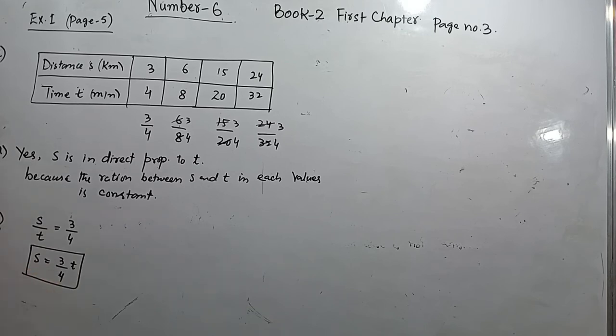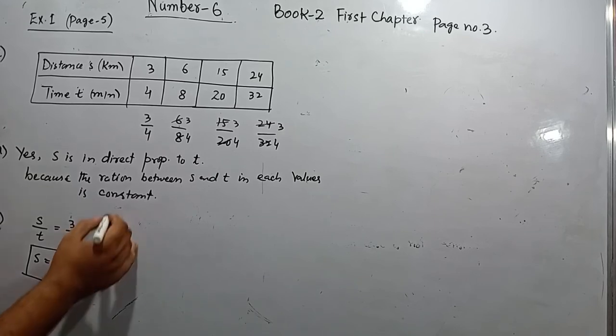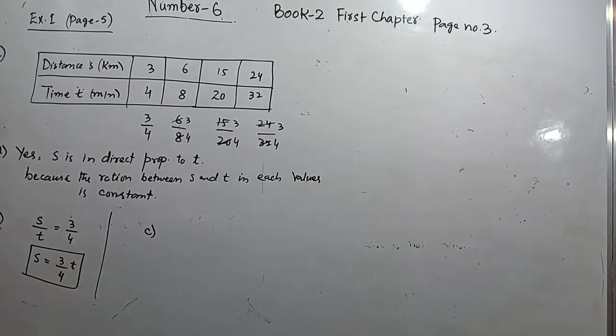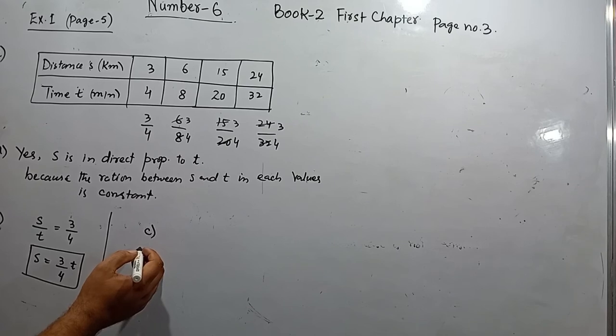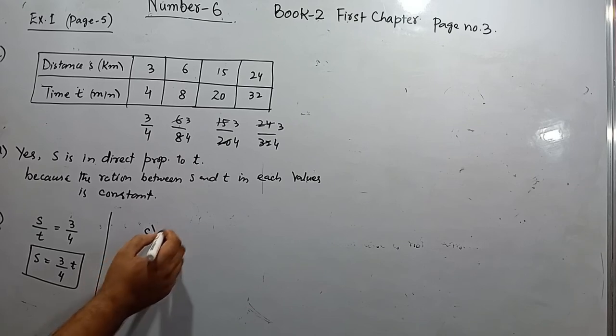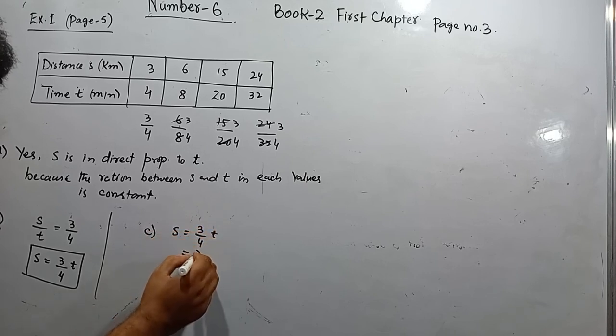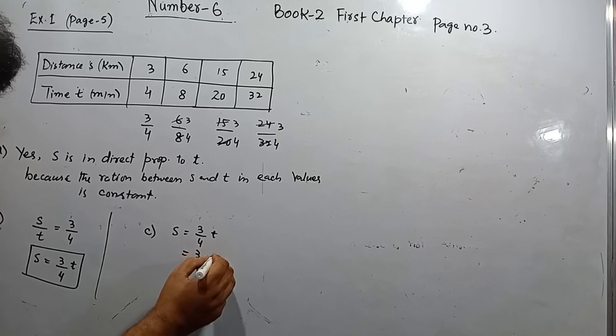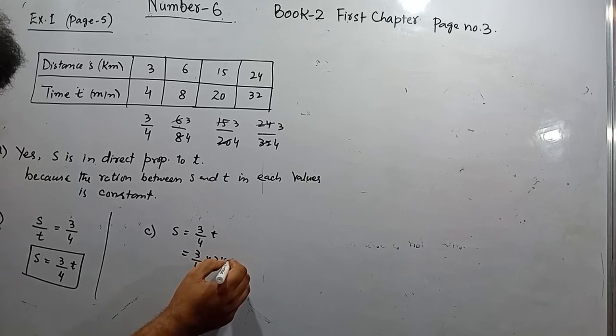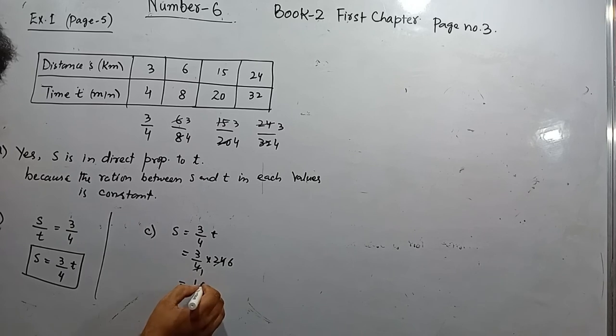Now see the next part. Work out the distance traveled after 24 minutes. Part C is we have to work out how much distance is traveled after 24 minutes. We know the formula S is equal to 3 by 4 T. S is the distance, that is 3 by 4 times T. What is the value of T? It is 24. So 4 ones are 4, 4 sixes are 24. So 3 into 6 is what? 3 sixes are 18. So 18 kilometers is the answer for part C.